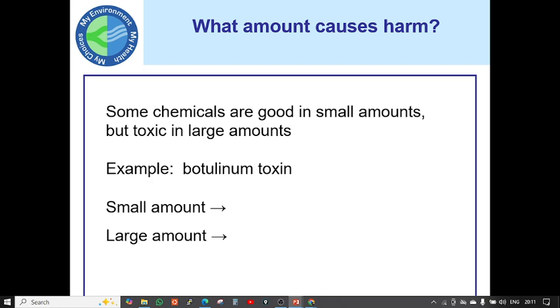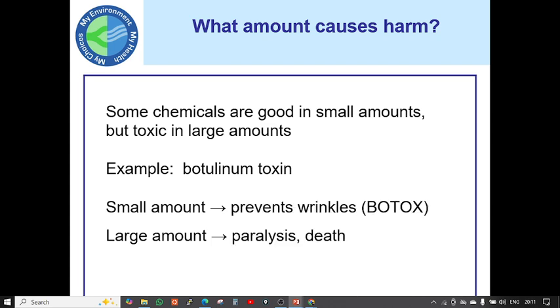Some chemicals are good in small amounts but toxic in large amounts. Obviously, when consumed in less amount, it can be very good for health. But with an overdose, or if you consume too many vitamins, it is very harmful to our body. For example, botulinum toxin is a toxicant which, in a small amount, prevents wrinkles. This is mainly Botox. It is actually present in some creams and beauty products, and it prevents wrinkles. When the face gets wrinkles due to aging, it prevents that.